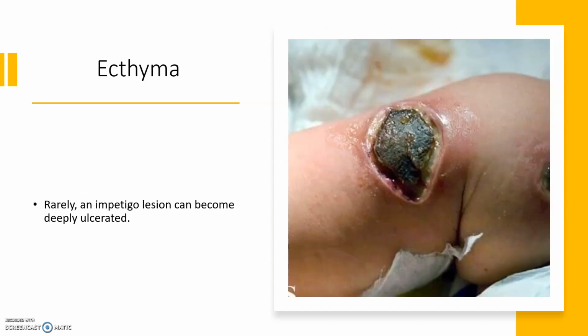As it relates to ulceration, the worst type, even though it is rare, is a deep ulcerated lesion or sore that is called ecthyma. This is one of the worst forms that can occur with someone who has impetigo.